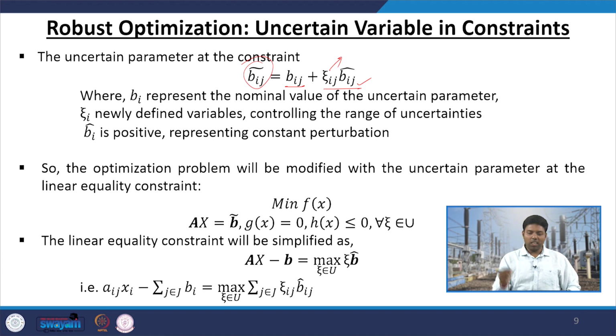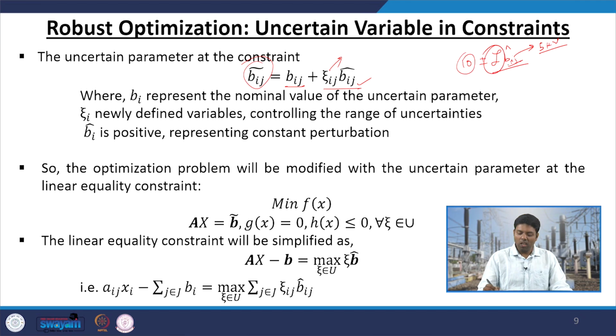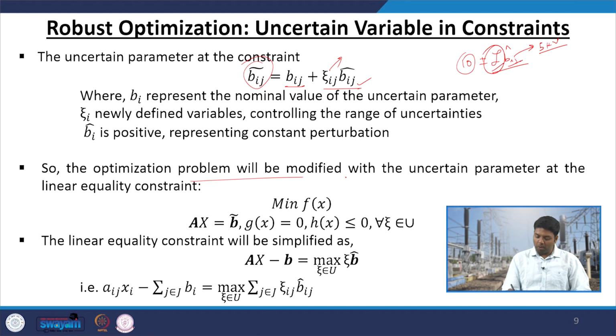That means, let us say what I told, that it is 10 plus minus, a random variable mu, or let us say random variable zeta, multiplied with a Bij cap. That cap may be 5 kilowatt. So, this zeta can take any value between 0 to 1, or whatever upper limit you give. So, this is your maximum range for this actual value, and this zeta is an uncertain parameter. So, the optimization problem will be modified with the uncertain parameter at the linear equality constraint.